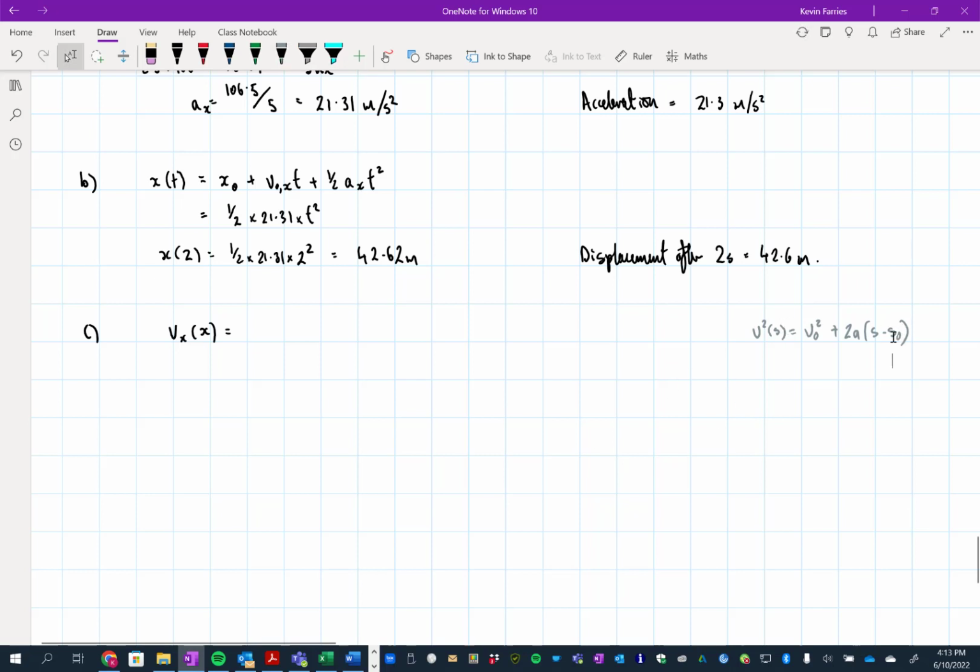The s's for us are x's because we're looking at only a displacement in the x direction, but we do need the squared here, and so we know that v naught was 0, it was at rest to start with. We also know that s naught, which is the same as our x naught, was also 0. So that's just going to be equal to 2a_x times s, which is going to be equal to 2 times 21.31 times s.